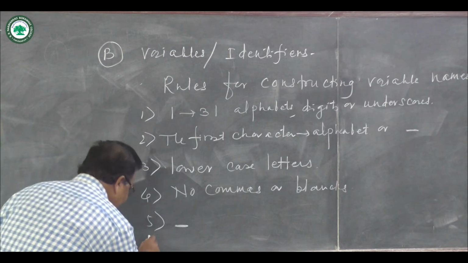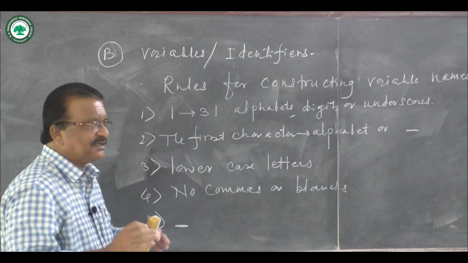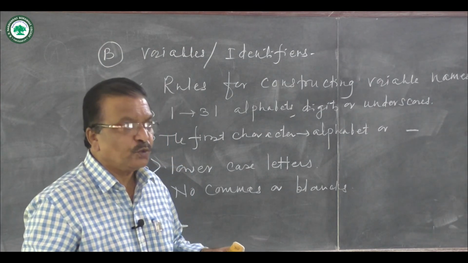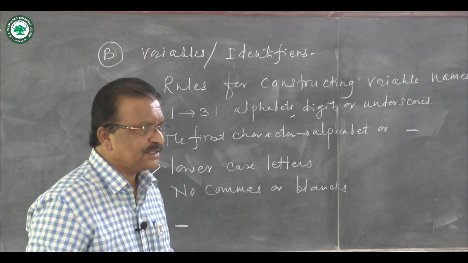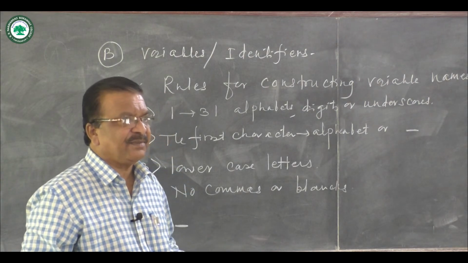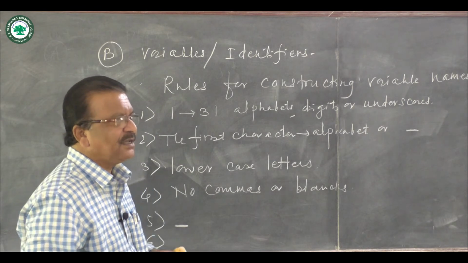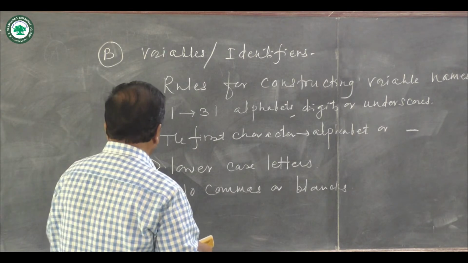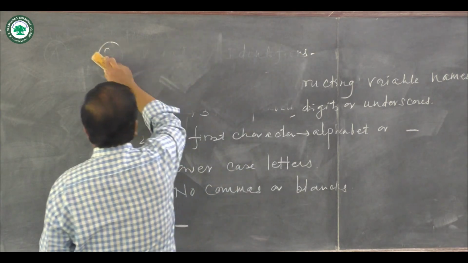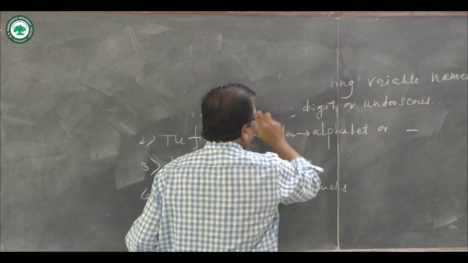And the last rule is that there are certain reserved words called keywords. They should not be used as user defined variable names, or they should not be used as identifiers. So these are the 6 rules which are used to construct variable names or identifiers.